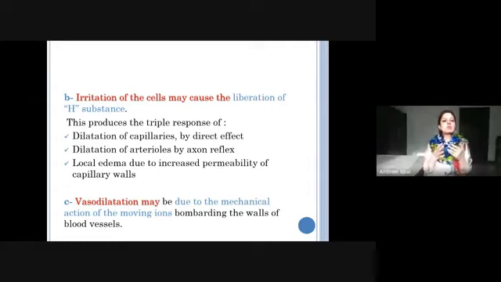Vasodilation may be due to some mechanical actions of the moving ions bombarding the walls of the vessel. So when you are going to stimulate, there is obviously some motion or mechanical action of the ions that are going to cause bombardment on the walls of the vessels, and they are ultimately going to cause vasodilation. So vasodilation is increasing the permeability of the vessels, and so ultimately we also have slight local edema around that area. The next is the polar effect.